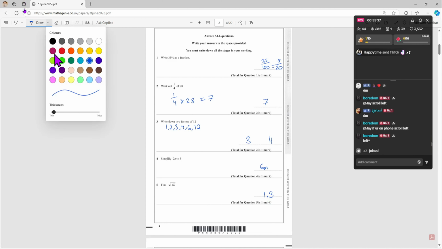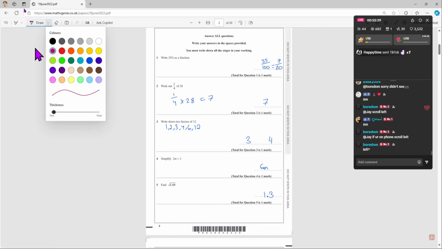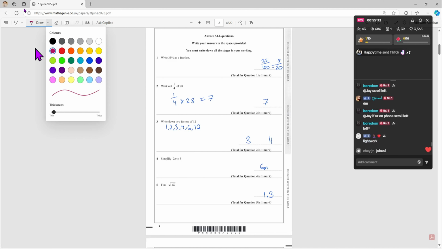Okay, that was a very easy first page for the foundation paper. It always gives you momentum to continue the paper. Okay, yeah, it's light work. Now, let's move on to question number 6.